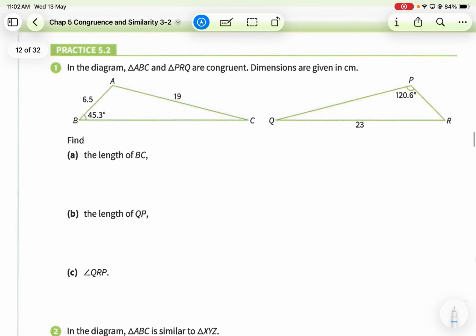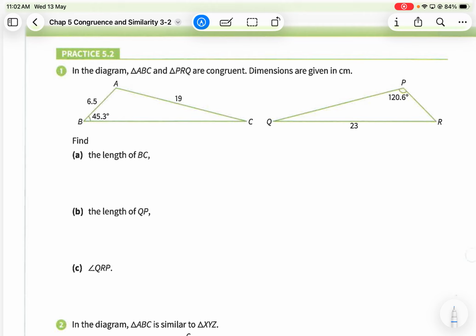Look at question 1, page 160. This time round it is congruent. Congruent, same size, same shape. From the naming, you must be able to tell which side corresponds to which side. How do I find BC? BC corresponds to where?